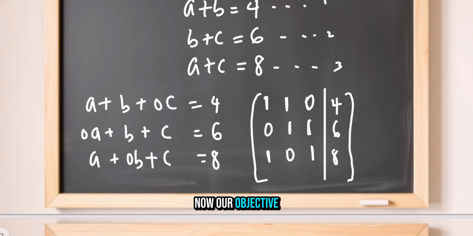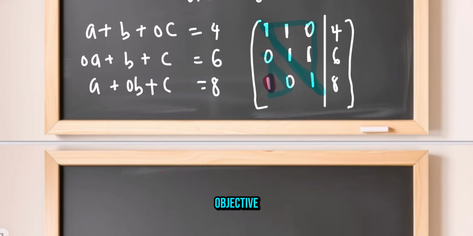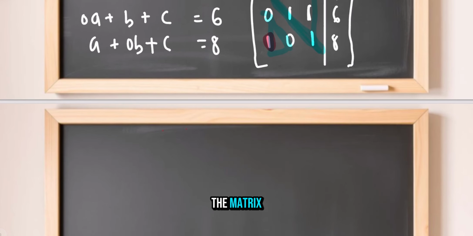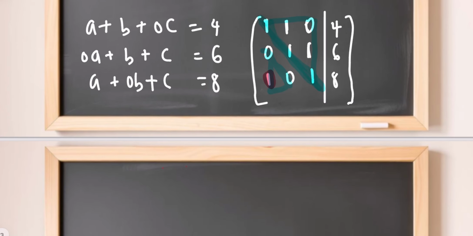Now, our objective is very simple. What we intend to do is to have an upper triangular matrix. So our objective is to make this to be 0, so that we can have the whole of this to be different, and this to be 0. That is our objective. So what we're going to do now is to reduce the matrix. I'm going to move this matrix down here and start the reduction.